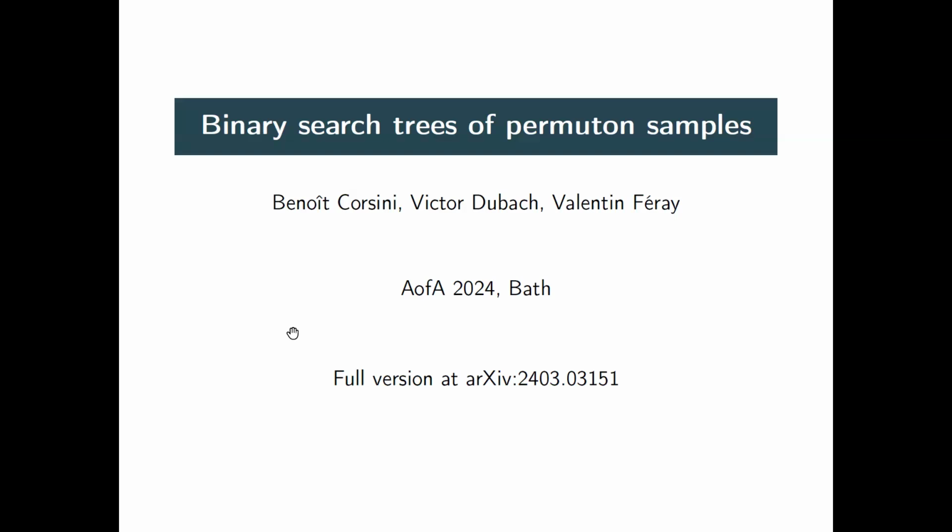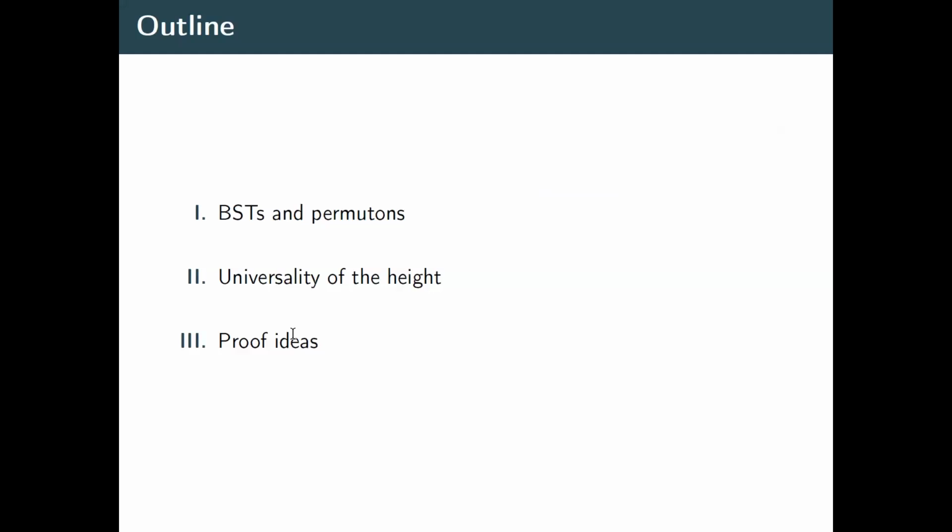And this is about binary search trees that I will call BSTs now. When you study BSTs, you need an input, which can be a permutation or a random permutation. So a question you may ask is, what kind of random permutation should you consider? And the model we chose to study is something called permuton samples. So I'll try to define and motivate this model, and then to present one of the main results we could prove on the height of such BSTs.